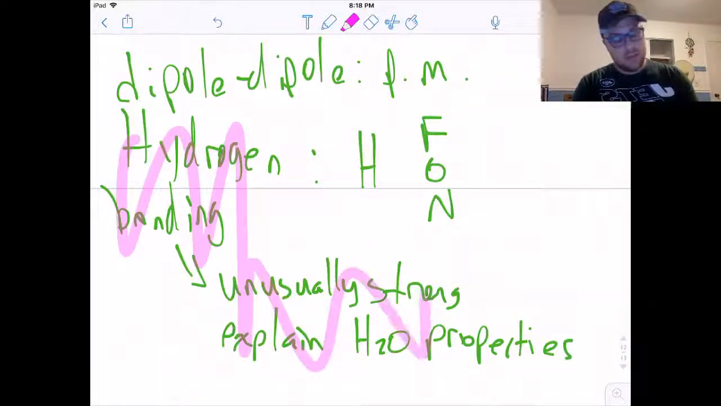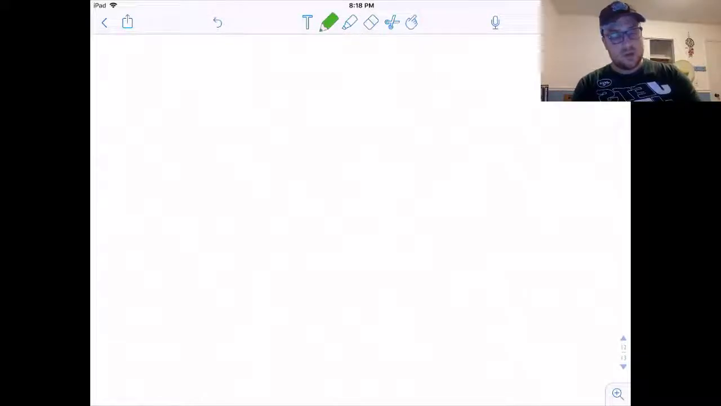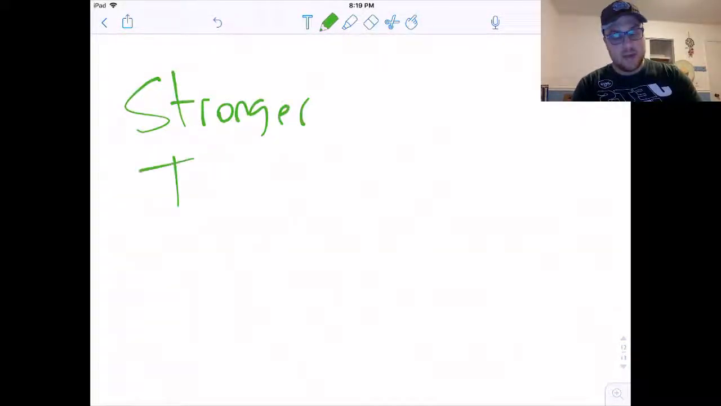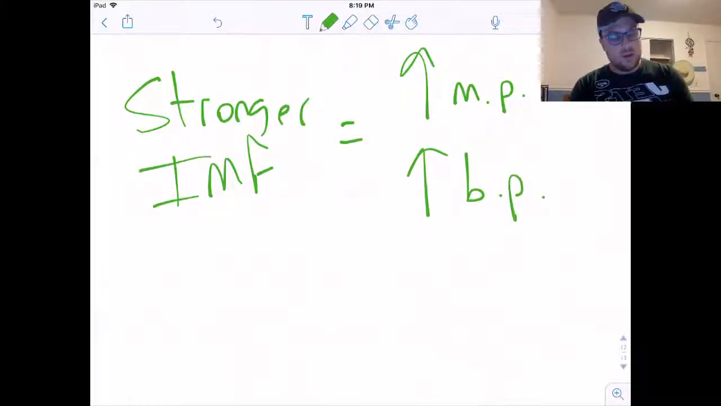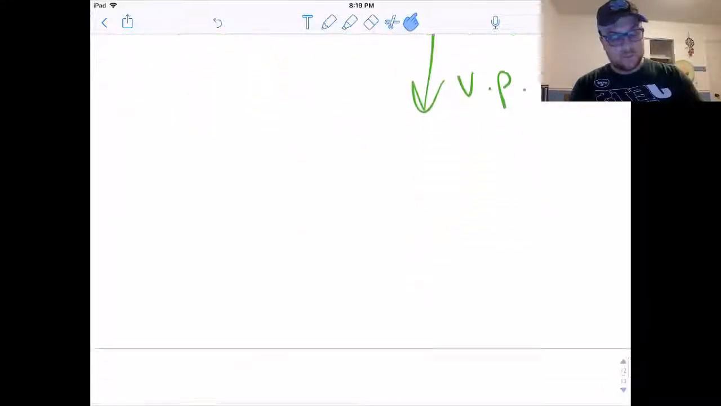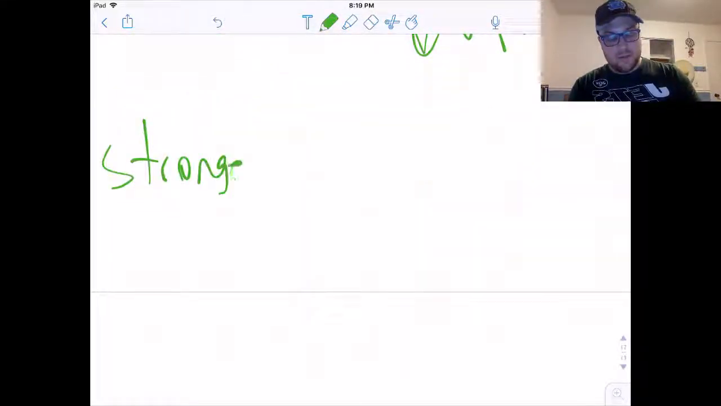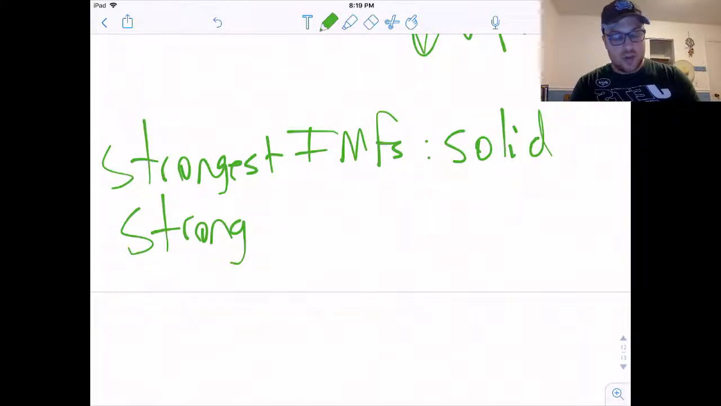You want to say stronger. So the stronger the IMF will equal a higher melting point, will equal a higher boiling point, and will equal a lower vapor pressure. And I'll go over what it means in a minute when we take a peek at Table H. So, stronger IMF means higher melting, higher boiling, lower vapor pressure. Let's say it this way: the strongest IMFs will make you a solid. Stronger IMFs, or strong IMFs, will make you a liquid. And then weak ones will make you a gas.